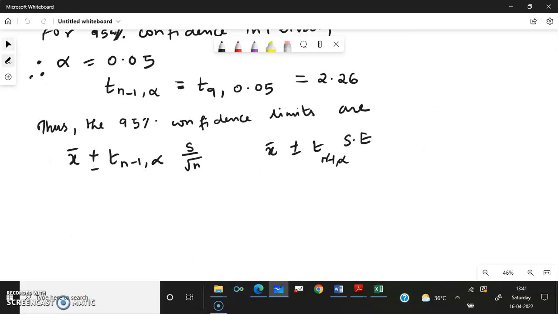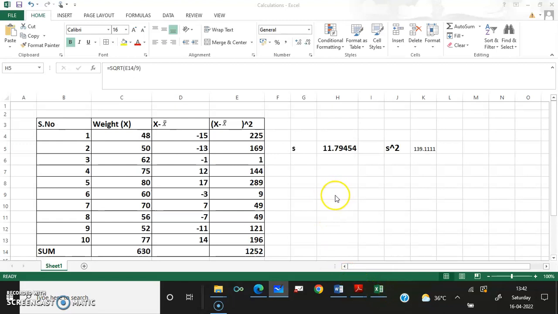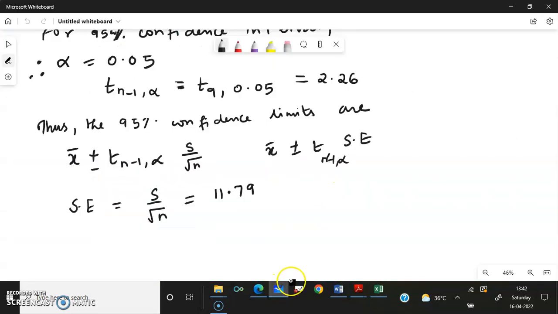Now we will calculate s by root n, not s by n, the standard error. Standard error is s by root n. What is s? S we got as 11.79, the standard deviation from here, approximately 11.79, divided by root n. Root n means root 10. This also we will calculate from here.